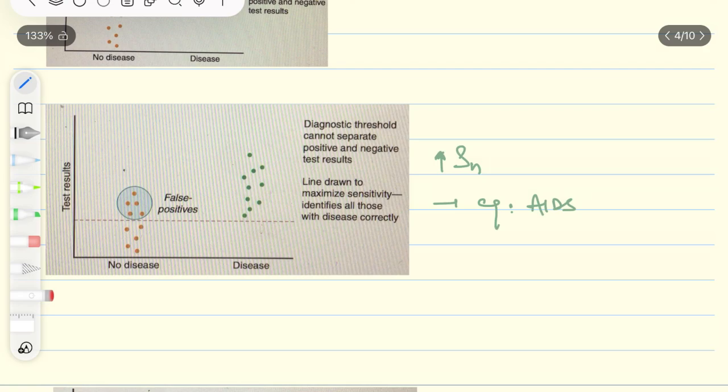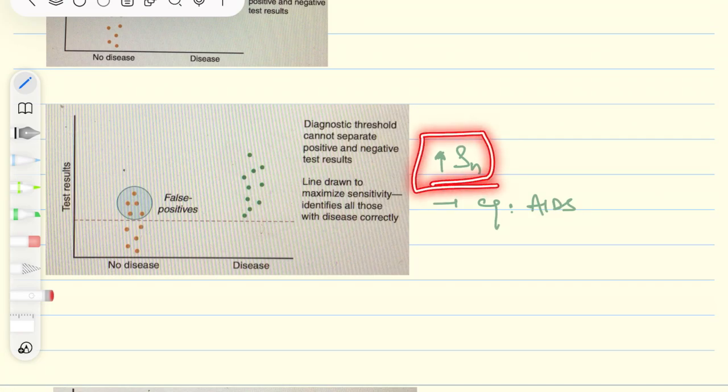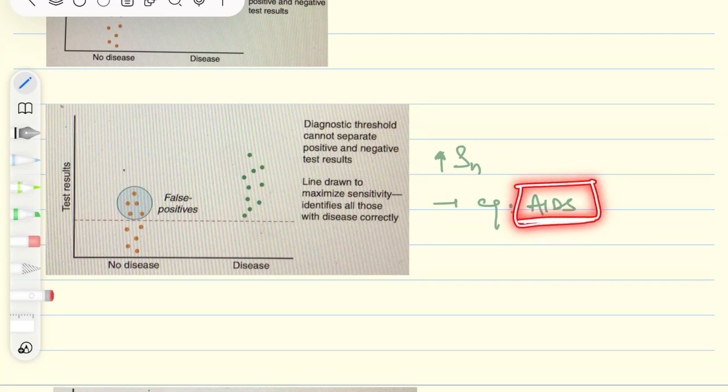In the second pic, we see that if we decrease the diagnostic threshold, that is this line, then in the no disease population, some individuals get into the disease area, and that becomes false positive. Means they do not have the disease, but their test is coming positive, and in the disease people, all the individuals are diagnosed with the disease. So in this case, it increases the sensitivity of the test. Means it identifies the true positives, and this type of test is useful in the diagnosis of AIDS.